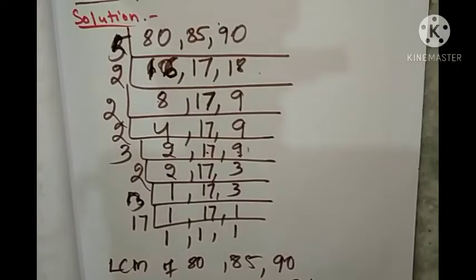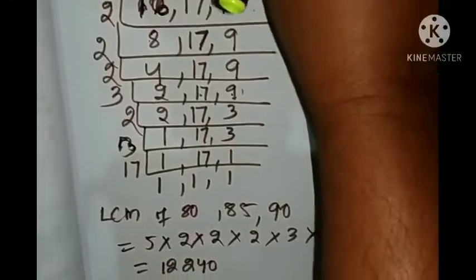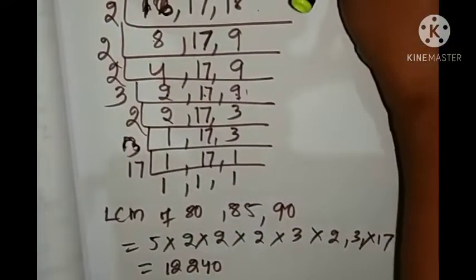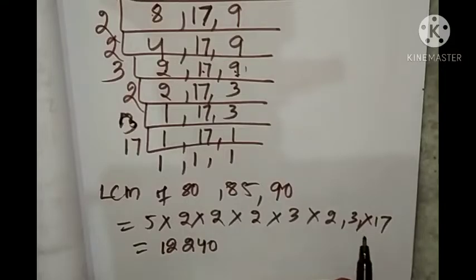12,240. Okay. So what I have written, this is not visible. Okay, now it is visible. What I have written, just wait. So what I have written, 5 into 2 into 2 into 2 into 2 into 3 into 2 into 3 into 17. So what you got?